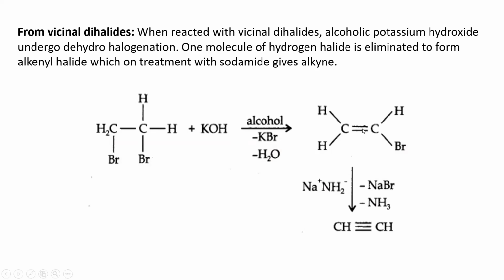This is your alkynyl halide, which on treatment with sodamide, that is NaNH2, gives alkyne. That is, this is ethyne, which is also known as acetylene. This is your vicinal dihalide. The name of the compound is 1,2-dibromoethane.